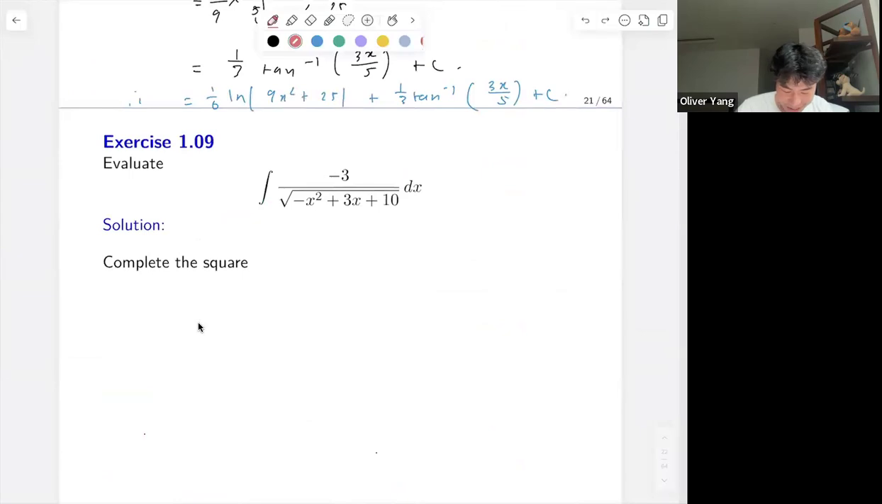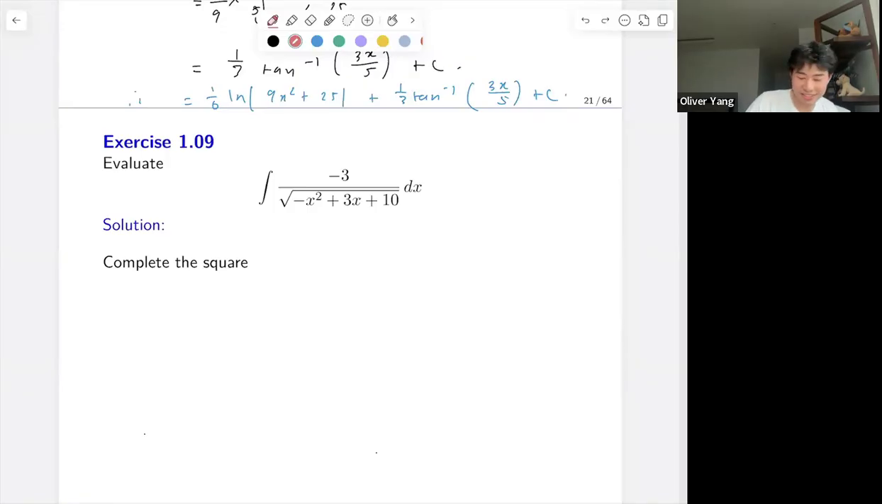All right, last of this. So we're told to evaluate this nasty looking integral, right? It's in a complete quadratic form, not something that you've seen in your inverse trigs, but we can make it into an inverse trig form by completing the square. So, let's complete the square.